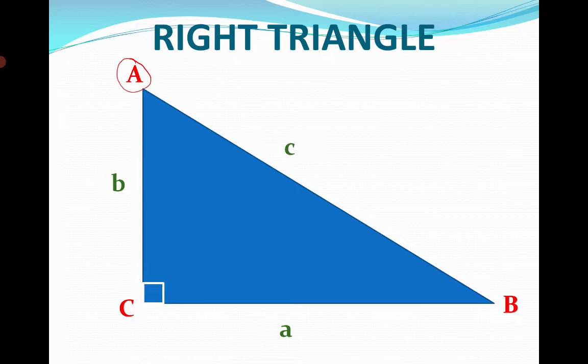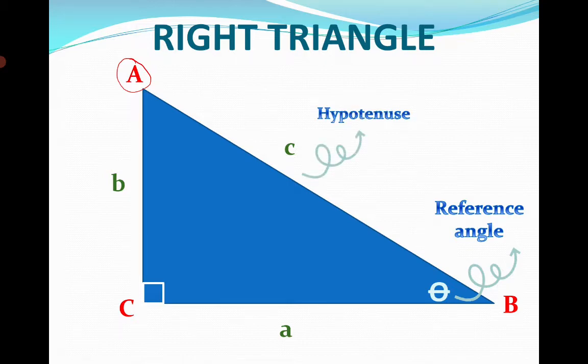Okay? Now, for example, let us now name the parts of a right triangle. First, let's say, ang given na angle is nasa angle B. So, ang given angle, ang tawag din sa kanya ay reference angle. Kasi yun yung binigay na angle. Alright? Now, let us start with the first side, which is the pinakamadaling ma-identify na side ng right triangle. And that is the hypotenuse. So, on this right triangle, ang hypotenuse natin is yung side C.